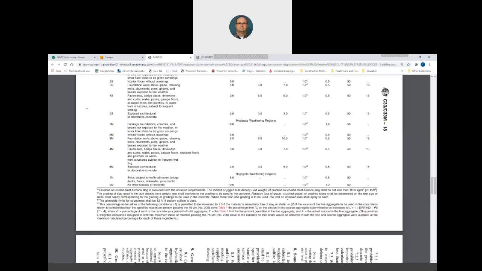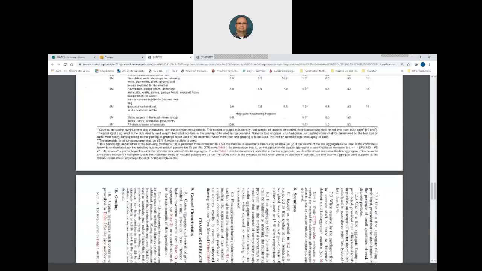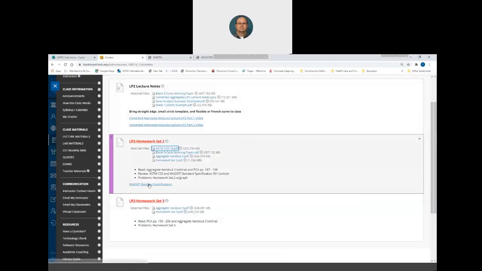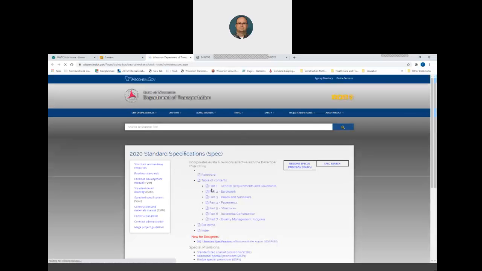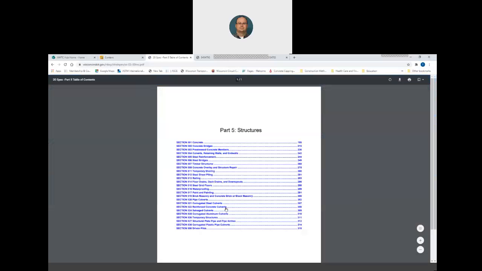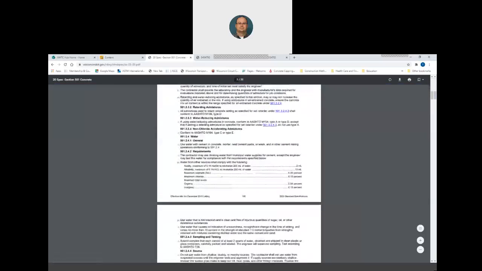But we're going to assume our materials are not free of clay or shale, so we're going to stick to 1% for coarse aggregate. Okay. All right. So I'm going to keep this open, and then I'm going to go to the WSDOT specs. All right. So we need to go to 501 structures. 501 concrete.